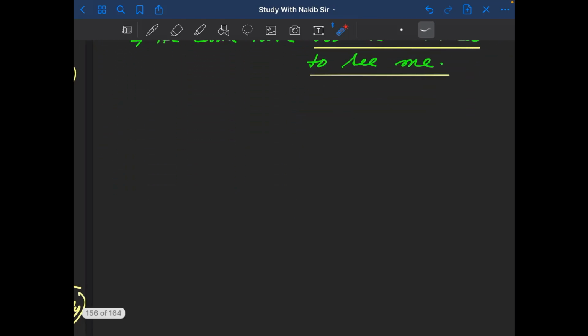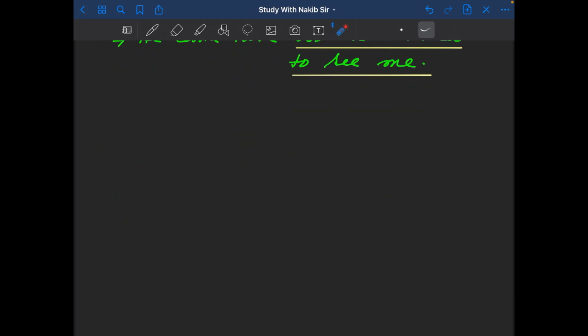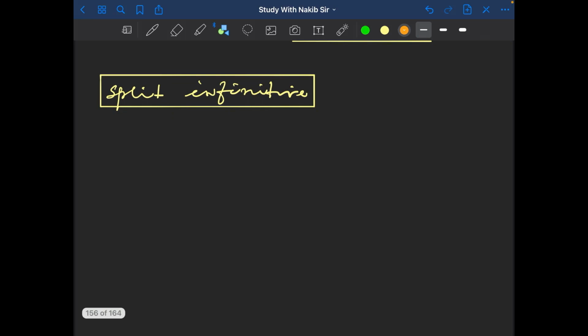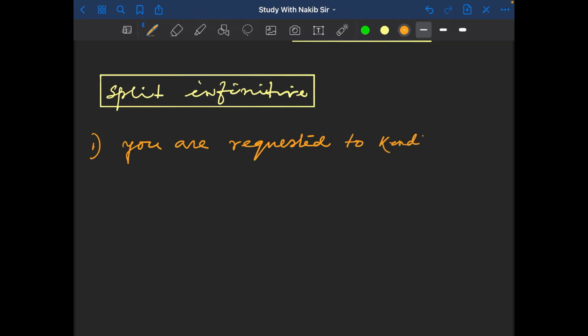Now one small point: what do you mean by split infinitive? Very small point. Split means broken. See the example, then you can understand. You are requested to kindly help me. See this word in between to and help.